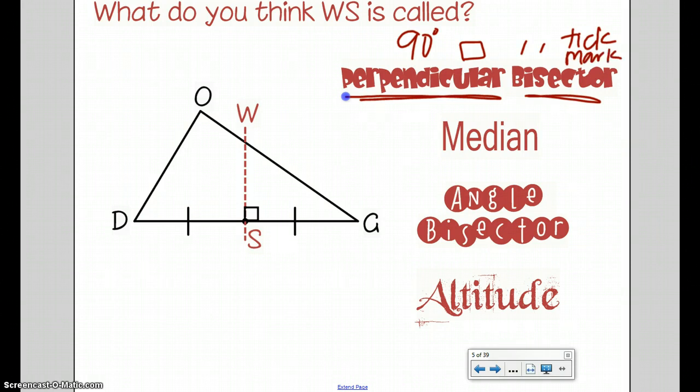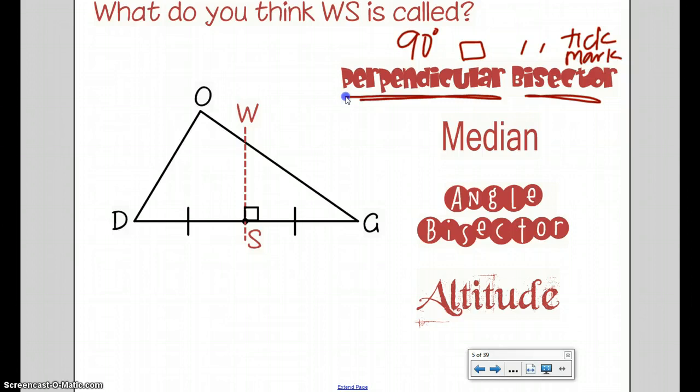Altitude has just one symbol, a box. Median has just one symbol, tick marks. But if you're a perpendicular bisector, you're both. What's that animal that's like both a human and a horse? Centaur. So it's a combination of both. It's like a hybrid. This is a hybrid, altitude and median. It's altitude and median in one.